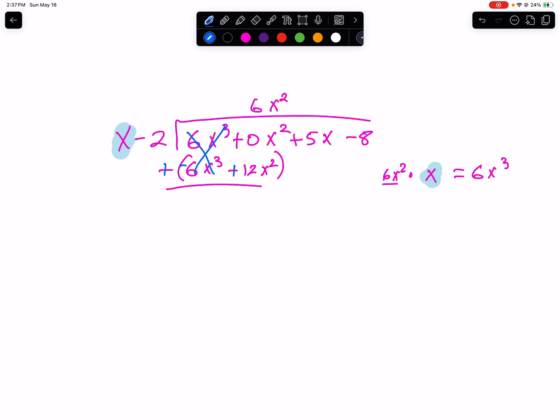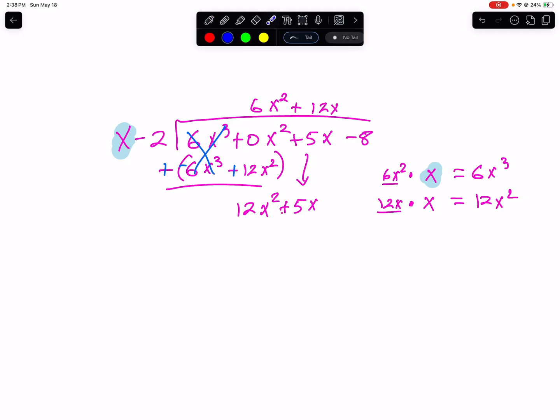That always cancels. That's the whole point of doing long division. You always want the first thing in the next row to cancel. So I just add 12 and 0, I get 12. So I have 12x squared. I bring my 5x down. So plus 5x. Over here I say what times x, so that x never changes, equals 12x squared. So it's 12x. So plus 12x up here.